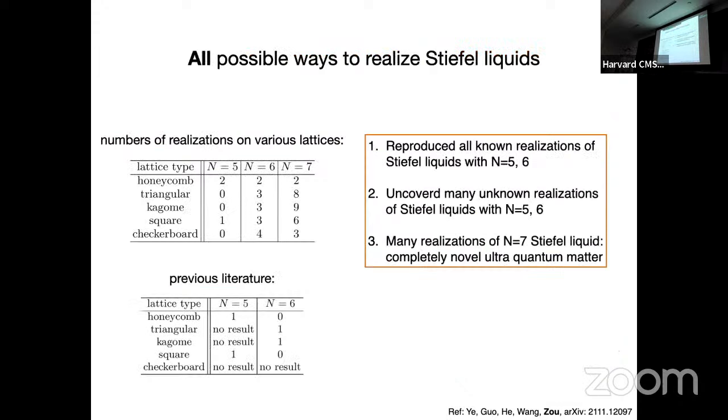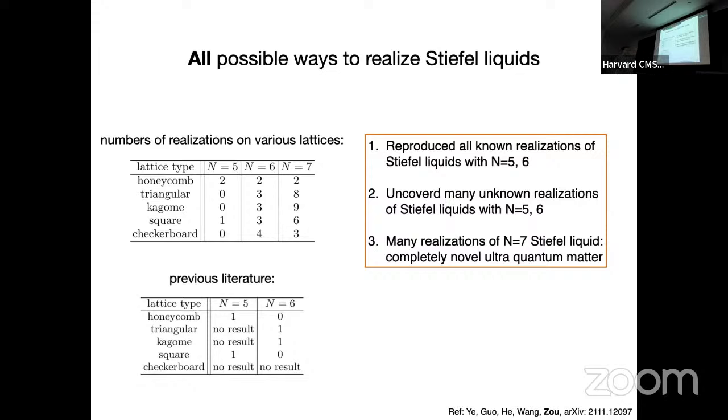So using this very general systematic framework, we can find out all possible ways to realize the stable liquids. To be concrete, let's just consider the index N being 5, 6, and 7. Here I'm summarizing the number of stable realizations on various lattices, but the more complete results can be found in this paper. Here I'm just looking at these lattices. There are lots of other types of lattices. They are all considered. And we can compare them with the previous literature.